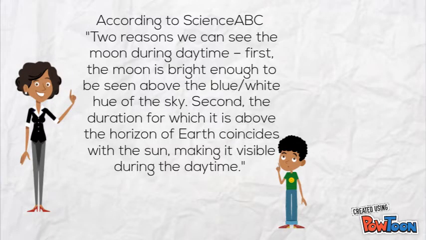According to Science ABC, we have 2 reasons we can see the moon during the daytime. The first reason is the moon is bright enough to be seen above the blue and white sky. The second reason is the duration of Earth with the sun making it visible during the daytime.